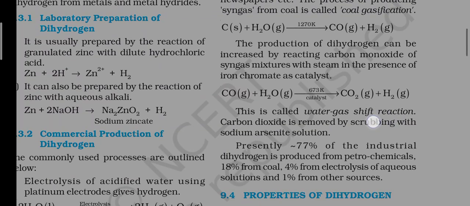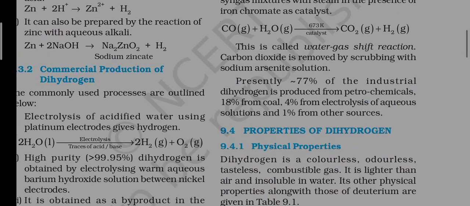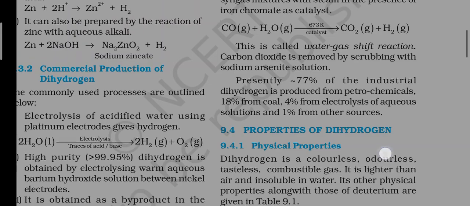The production of dihydrogen can be increased by reacting carbon monoxide of the syngas mixture with steam in the presence of iron chromate as catalyst at 673 Kelvin temperature. This is called the water gas shift reaction. Carbon dioxide is removed by scrubbing with sodium arsenite solution.